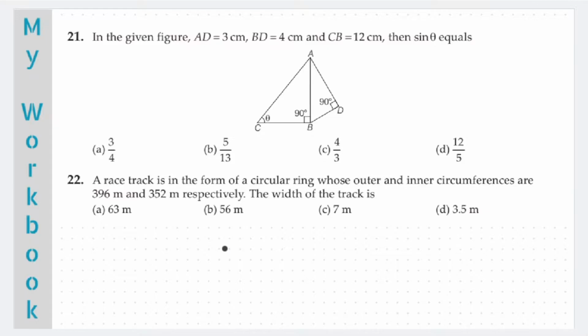In the given figure, AD is 3 cm, BD is 4 cm, CB is 12 cm, then sine theta equals.